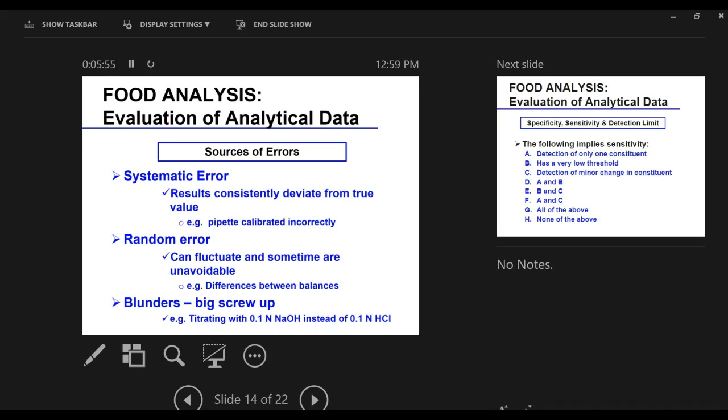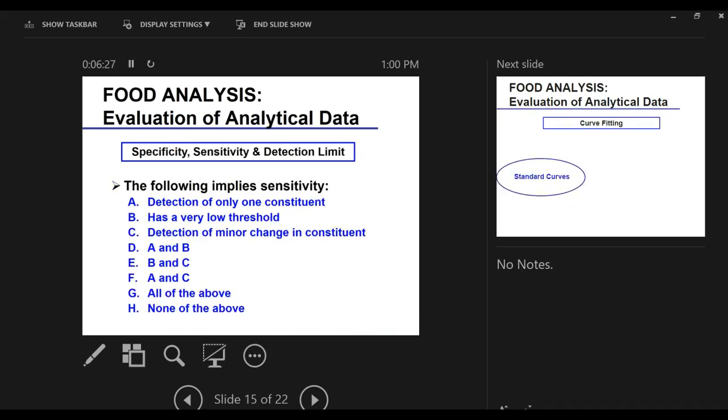Blunders. These are big mix-ups or screw-ups. So like titrating with the wrong reagent, or instead of adding an acid to digest, you added a base, for example, or a dilute type of acid. So just something that you mistakenly introduced in your sample or in your experiment that completely screwed up your results or skewed your results. So these are the different categories.